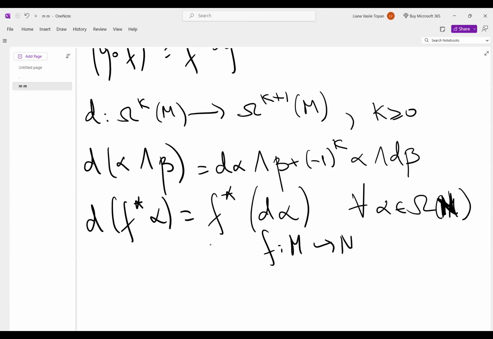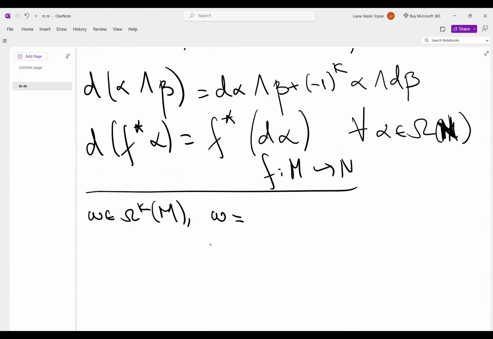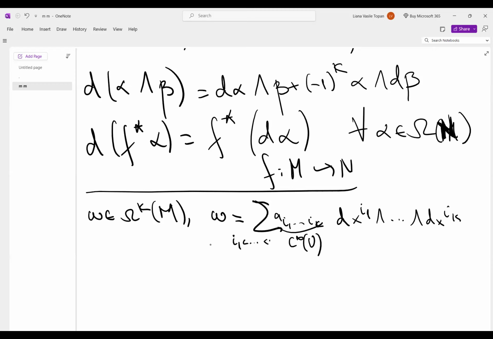Okay, and now suppose that you have a k form on n. We saw a little bit of time before that this is a linear combination of terms like dx_{i1} wedge ... wedge dx_{ik}. You can have some coefficients a_{i1...ik}, which are smooth functions on U. So let's say this is an open neighborhood of a point, and this sequence is increasing.